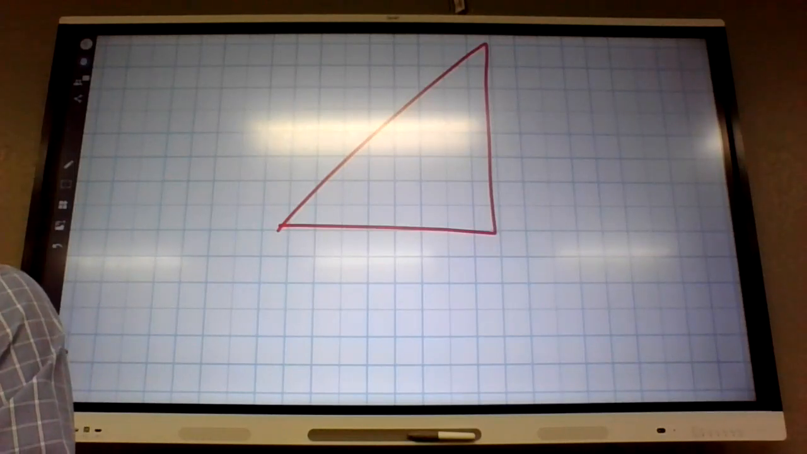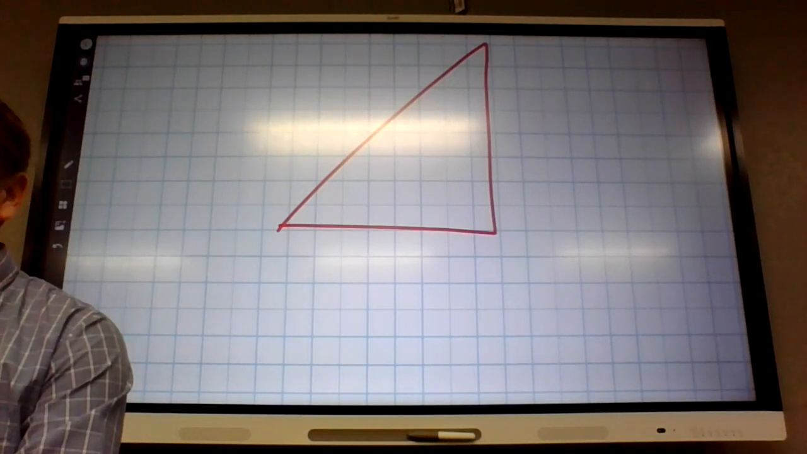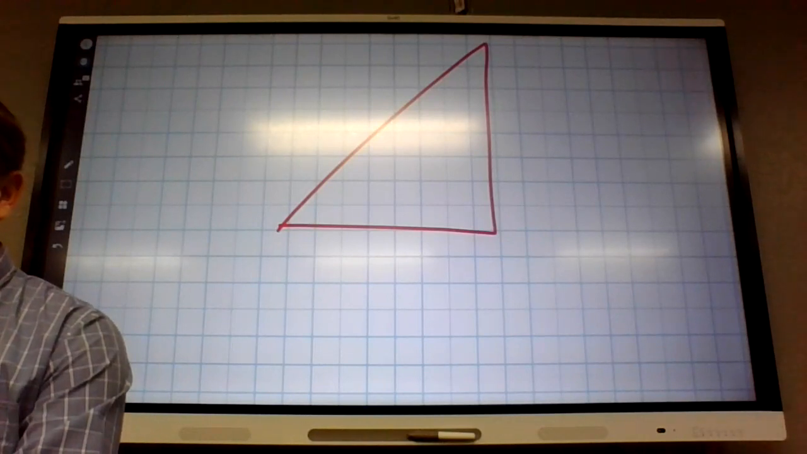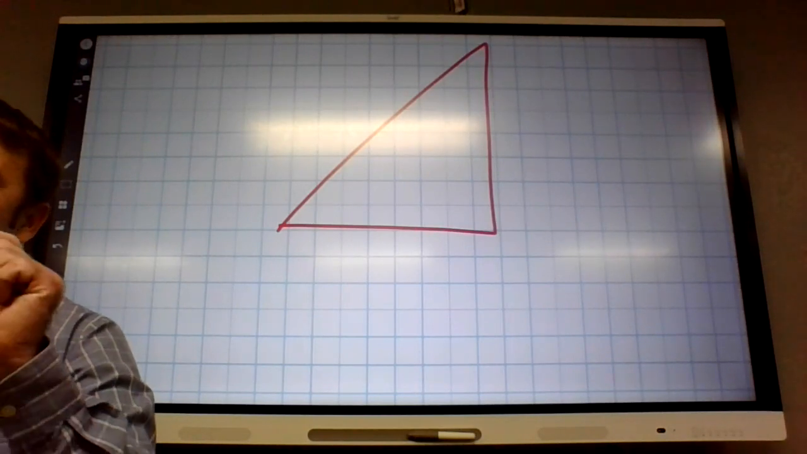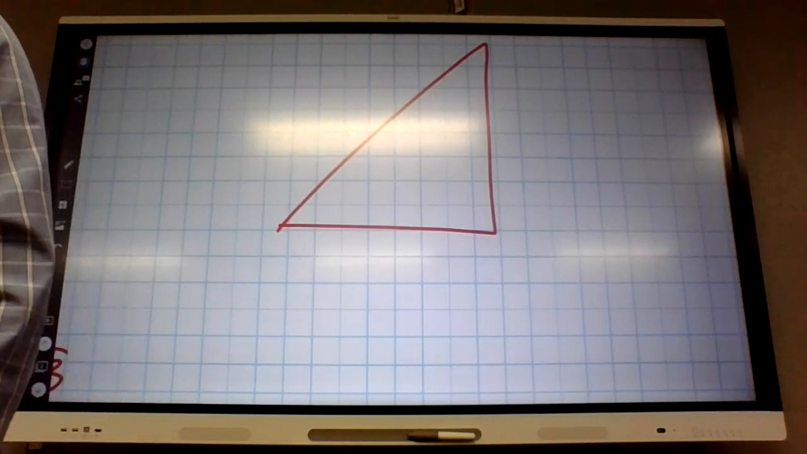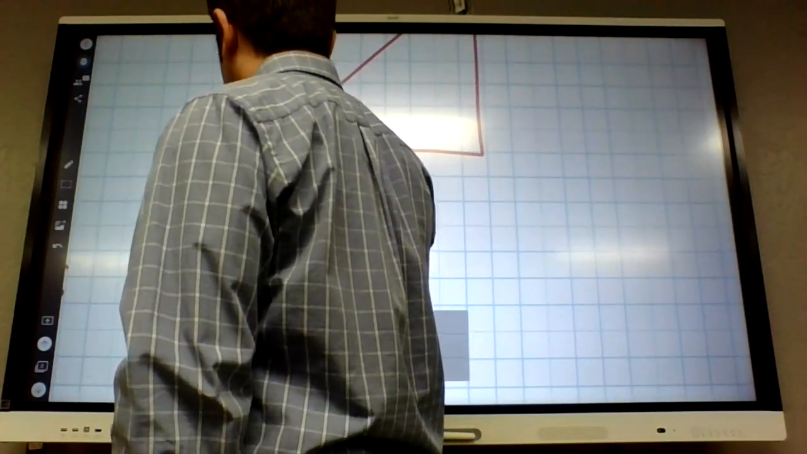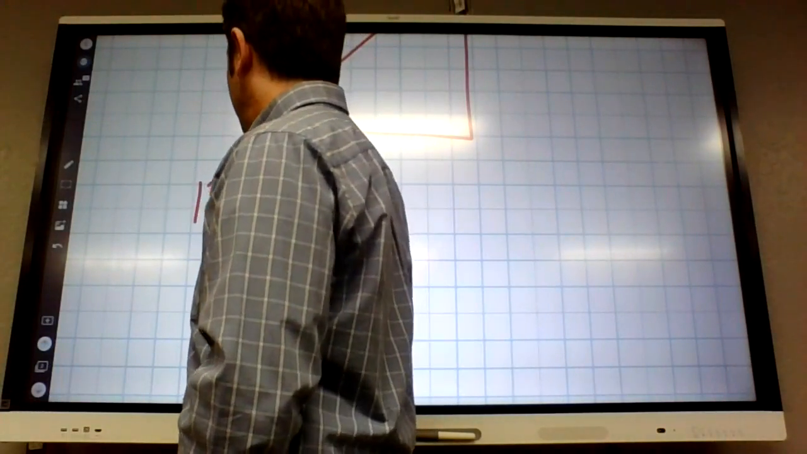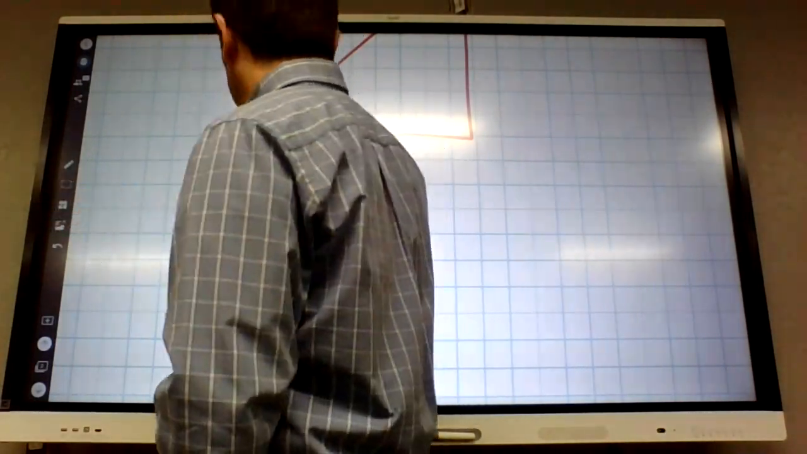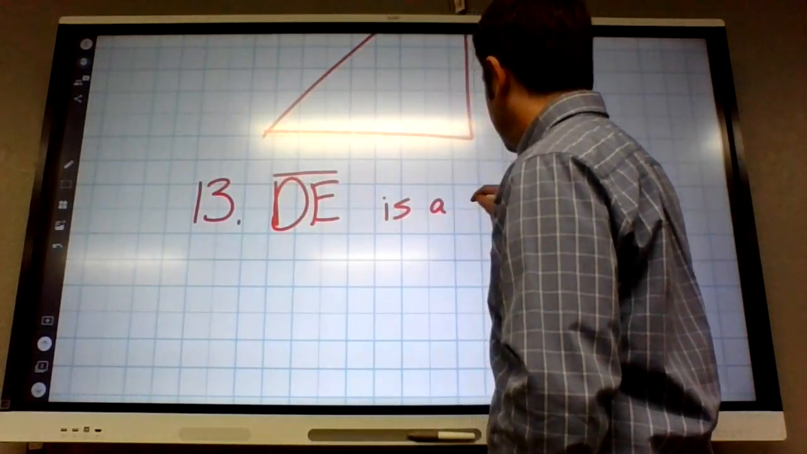Alright, did you guys figure it out? Yes. What'd you get? 5. Okay, so notice on number 11 we got BC is 10, and on 12 we got DE is 5. So what's that tell us? DE is the, what's it called? Mid-segment. Mine says error. Well, you put something in wrong. So on 13 we're supposed to say DE is a mid-segment.